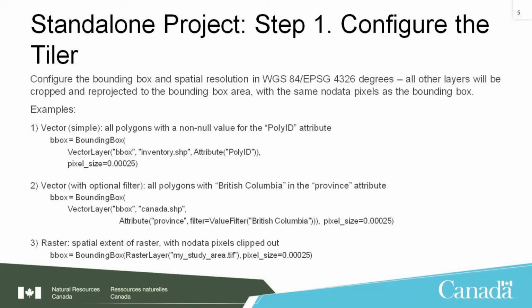Now we'll discuss the classifier layers. These are what link the forest inventory spatial data to the yield table. In this example, there are two classifiers in the spatial inventory layer, as well as in the yield table, polyID and province.